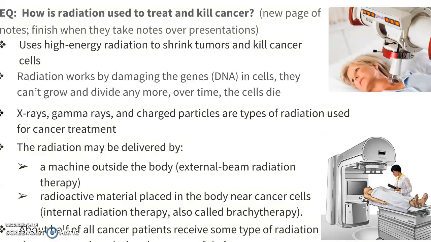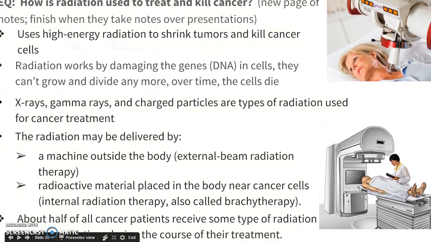And then the last part, I'm going to move this down. About half of all cancer patients receive some type of radiation therapy sometime during the course of their treatment. A lot of times we hear about people having chemotherapy and radiation both. They might start with radiation and end with chemotherapy. They might start with chemotherapy and then switch to radiation.